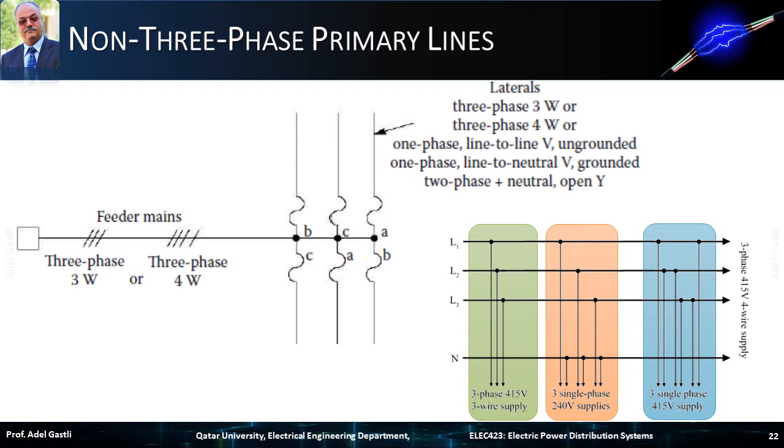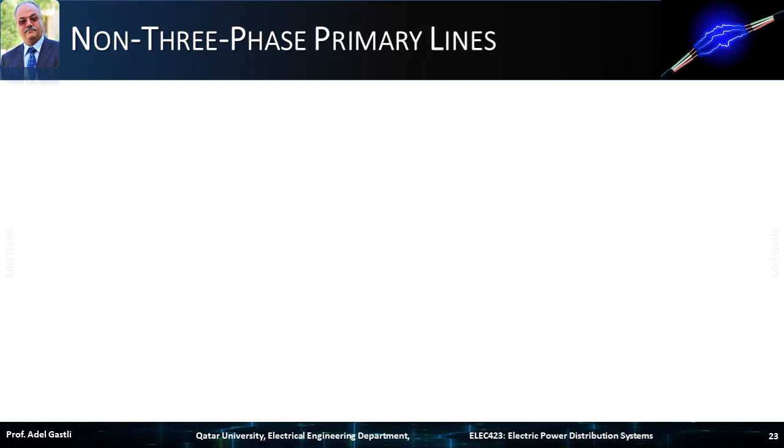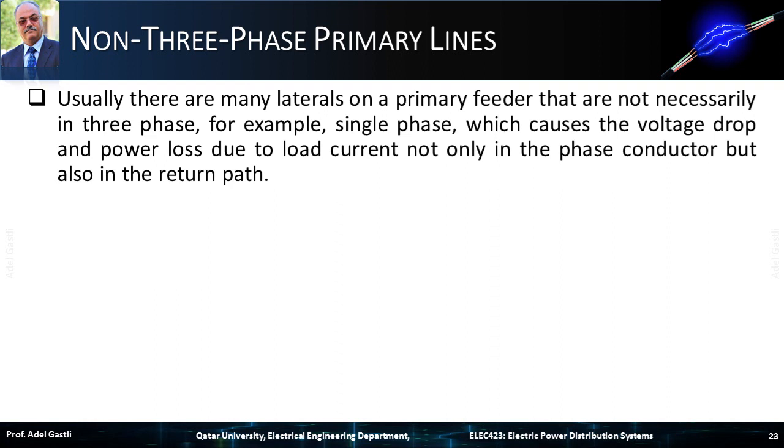All possibilities exist, and this mix of different types of laterals can create severe system unbalance if we don't pay sincere consideration to the load balancing issue. Indeed, at the utility side, usually there are many laterals on a primary feeder that are not necessarily in three-phase. For example, they could be single-phase laterals. This mixing of three- and single-phase distribution system causes the voltage drop and power loss due to load current not only in the phase conductor but also in the neutral wire or return path.